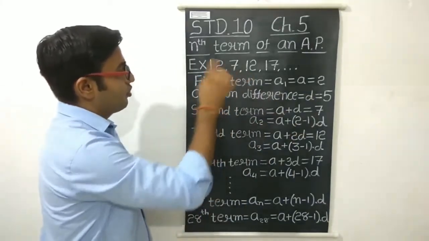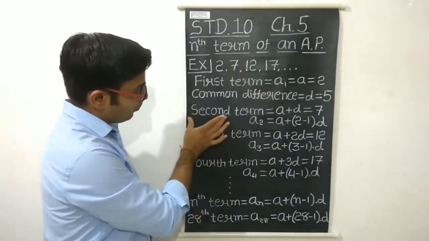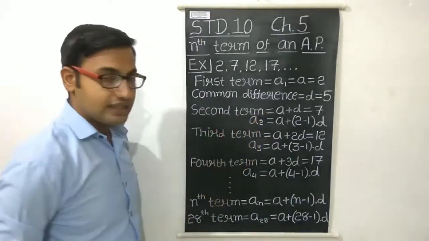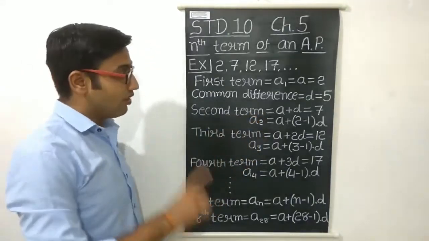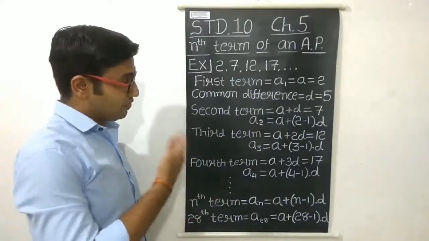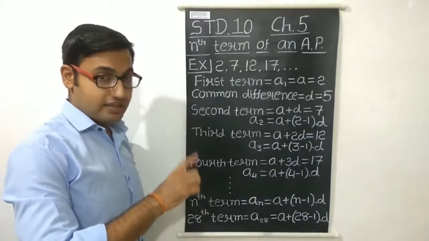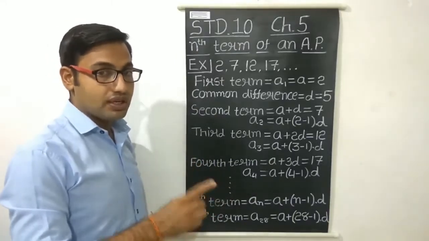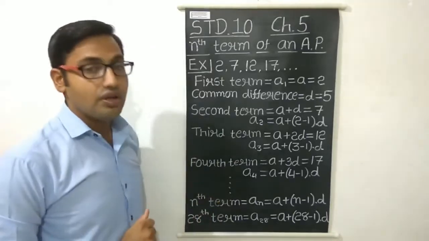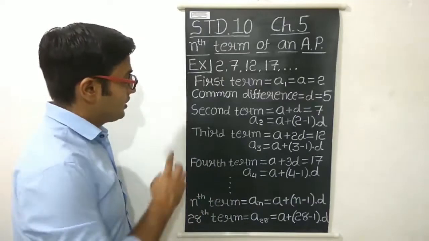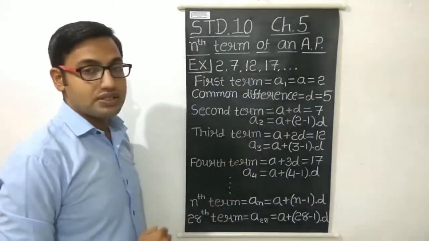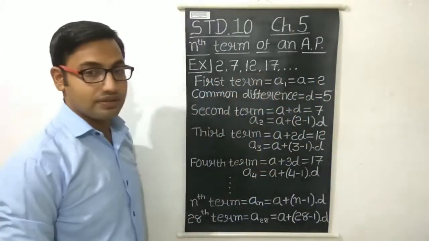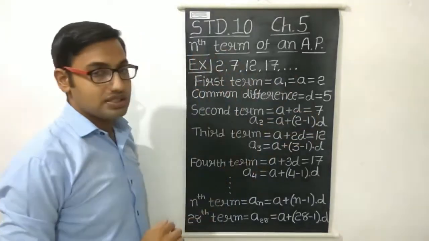Now notice the second term. We can write the second term as A plus D. Why A plus D? Remember the general form of an AP. The first term we can write as a, the second term as a plus D, the third term as a plus 2D. In the previous class we studied the general form of an AP. So the second term is A plus D. Now A is 2 and D is 5. The addition of both is 7, so 7 is our second term.